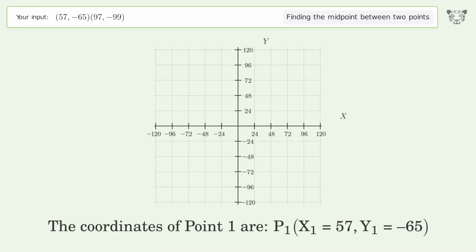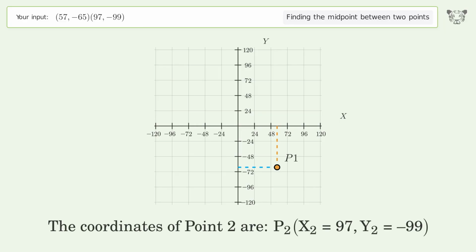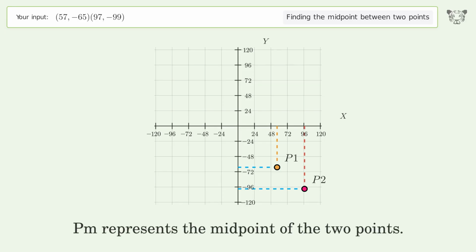The coordinates of point 1 are x1 equals 57, y1 equals negative 65. The coordinates of point 2 are x2 equals 97, y2 equals negative 99. PM represents the midpoint of the 2 points.